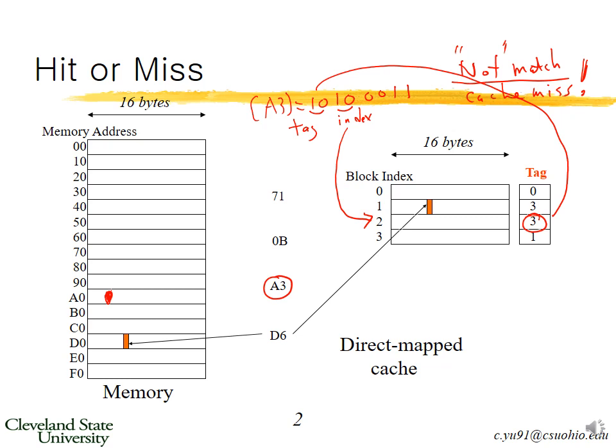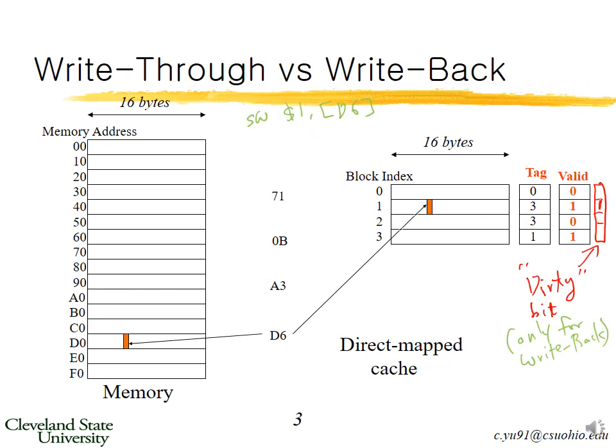organization. The CPU is given a memory address A3. The last 4 bits are the block offset. The following 2 bits are the block index and tag value. Using the block index, you go to the cache, get the tag value, and compare it with the tag value from the memory address. If it is not a match, that's a cache miss. Upon a cache miss, the CPU goes to the main memory to read that block and copy it into the cache, as well as change the tag value corresponding to that block.